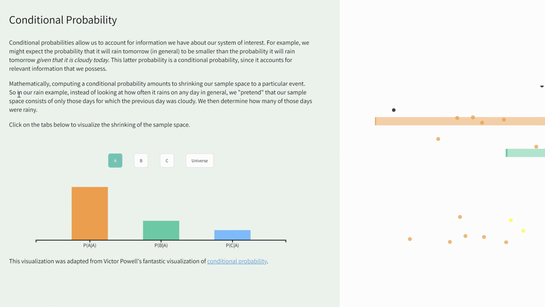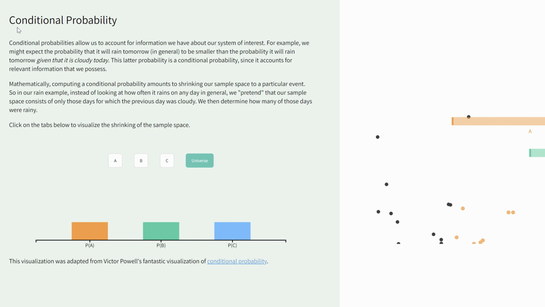Pretty interesting. Mathematically, computing conditional probability amounts to shrinking a sample space to a particular event. Obviously, the rain, I like to call it rain, these little balls, call it as you wish, they have to pass through that. So I'm shrinking by that. So it has to hit A and sort of B. Obviously, we've made A huge. Oh, what have we done here? So in our rain example, instead of looking at how often it rains on any day in general, we pretend that our sample space consists of only those days in which the previous day was cloudy, when we determine how many of those days were raining, right?